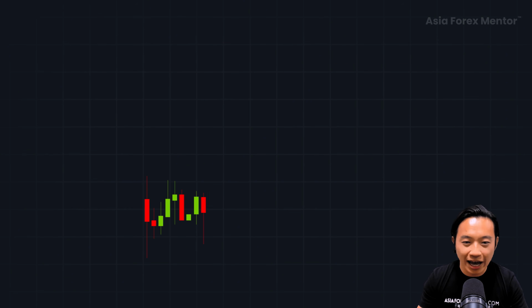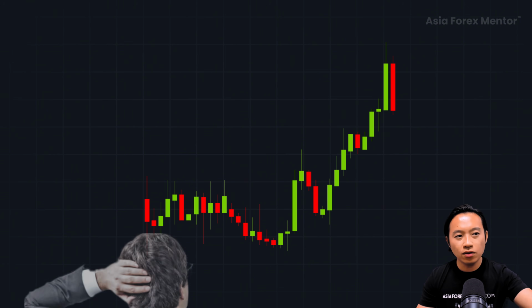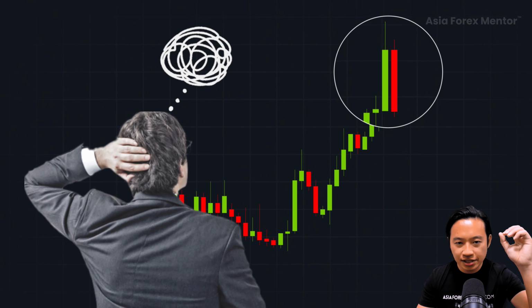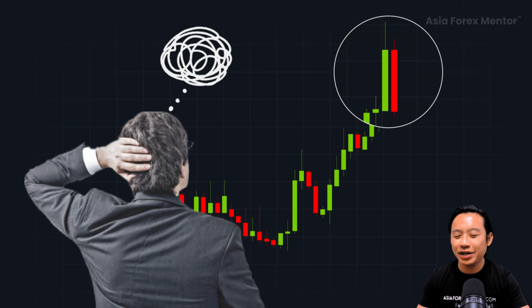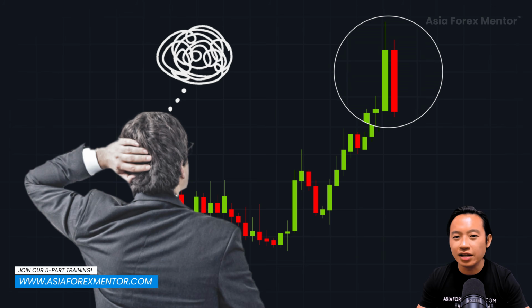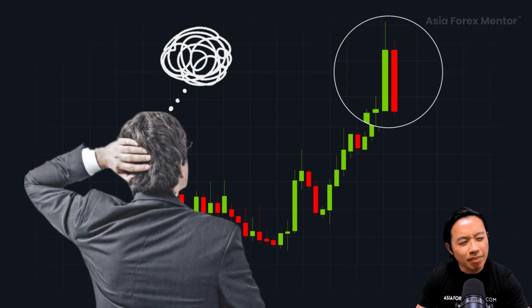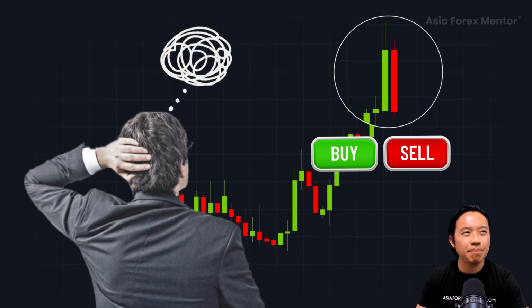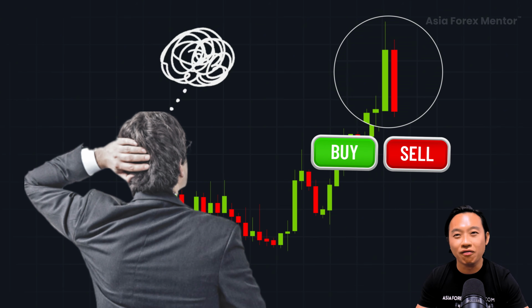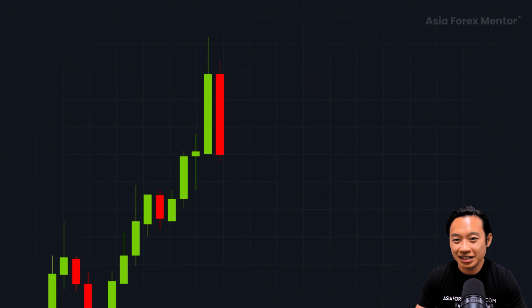Now, let's take a look at some charts. Take a moment to observe this. Imagine you are now glancing at this chart, right? And then suddenly, hey, this is a little bit confusing, isn't it? One moment the candle is green, next is red. You might find yourself asking, hey, should I be buying or should I be selling? Like, what is happening here, right? I'm so confused. Well, the answer is actually pretty simple.